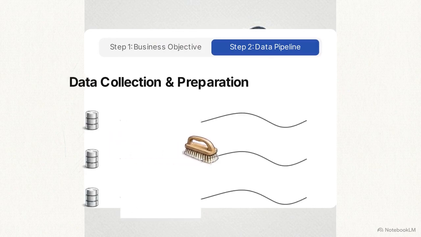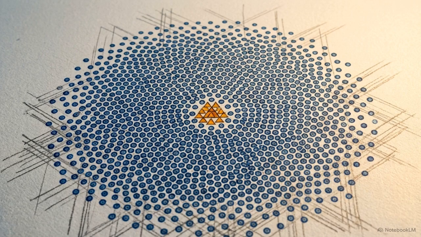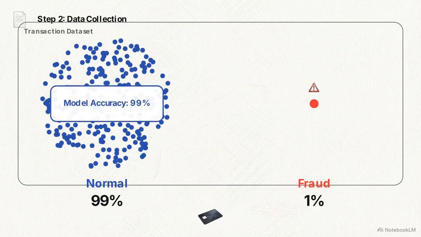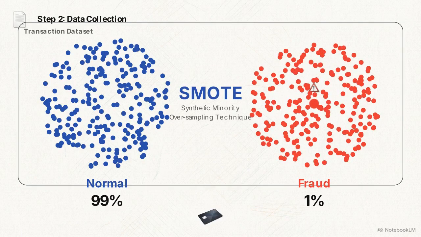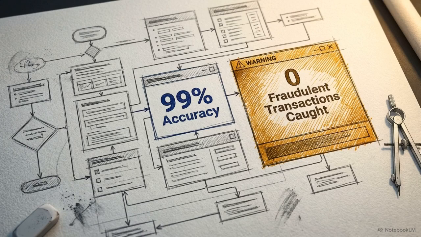Here, map out your data sources and specific cleaning requirements. In fraud detection, you will immediately hit a massive friction point during preparation, severe class imbalance. If 99% of transactions are normal, a model achieves 99% accuracy by always guessing normal, failing its actual objective. To fix this, SMOTE generates synthetic examples of rare fraudulent transactions, multiplying the minority class until reaching mathematical equilibrium. If you skip this data balancing step, you guarantee a model that is technically highly accurate, but operationally useless.